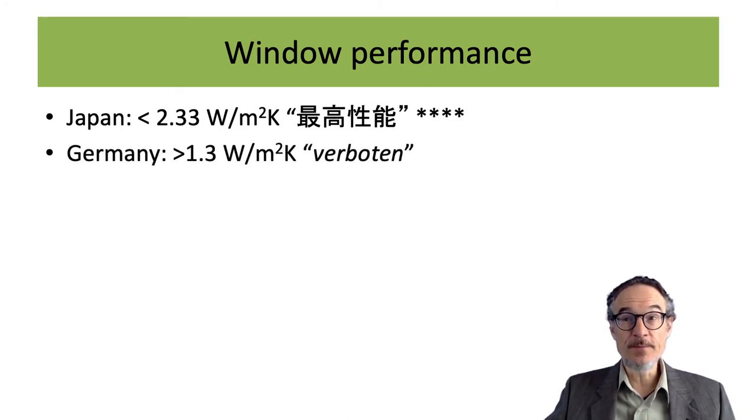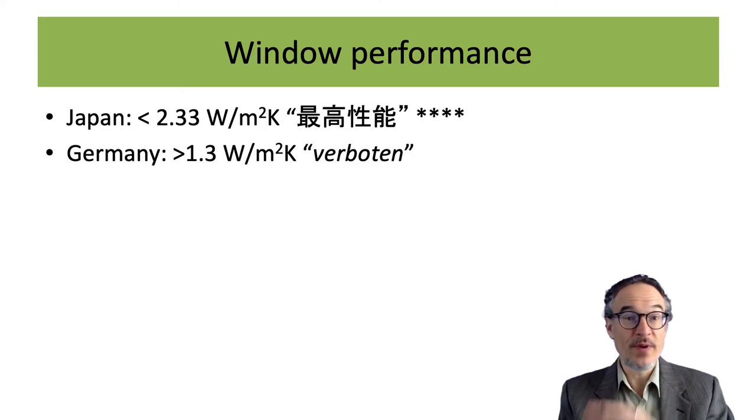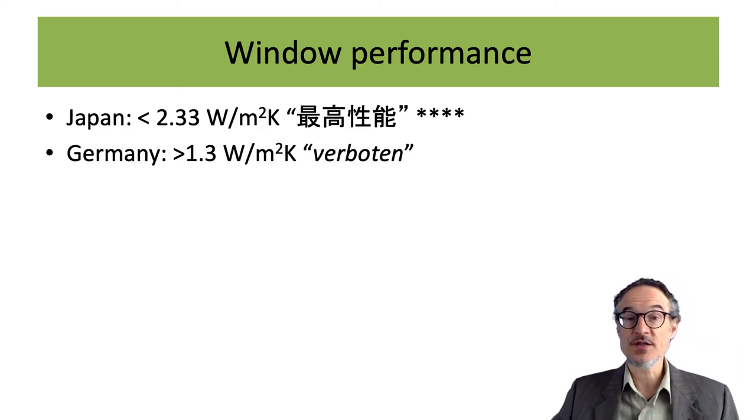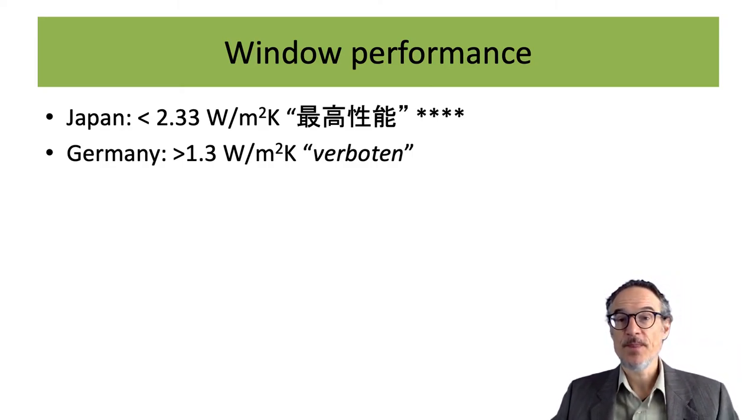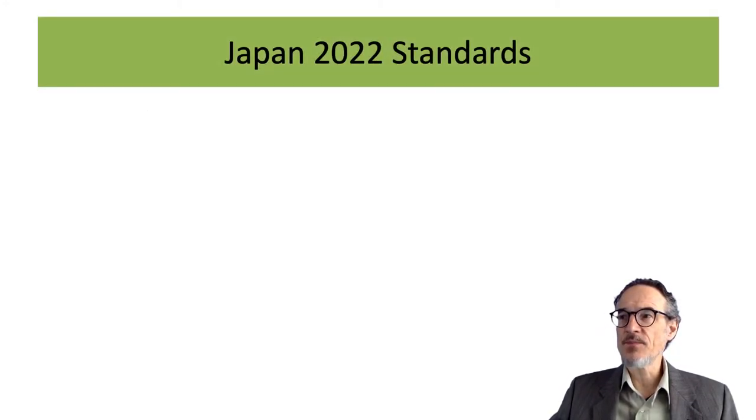Meanwhile, in Germany, any windows over 1.3 are not allowed. So the highest standard in Japan would not be allowed in a building in Germany, which has much, much stricter standards. There are new standards coming in 2020.